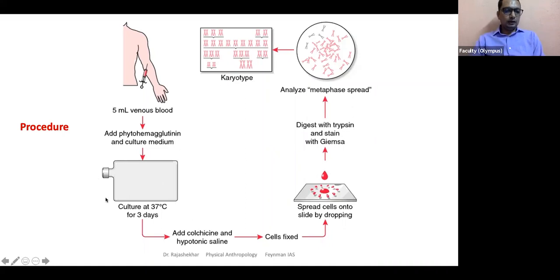We normally call these tubes where animal cells are cultured. This is a medium, or food, for cells to grow. And while cells are growing, what do you do? You add another chemical to it. So what is that chemical? Most commonly, the chemical that is used here is called colchicine. So what is the role of colchicine?